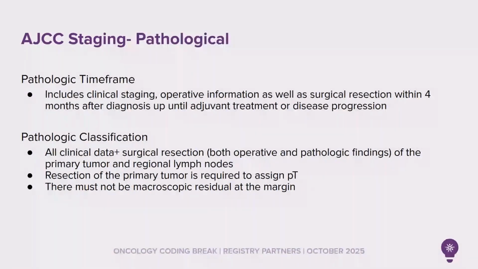The pathologic timeframe per AJCC online general instructions includes clinical staging, operative information, as well as the surgical resection within that 4 months after diagnosis, up until adjuvant treatment or disease progression. For the breast section for pathologic stage in AJCC, this would include all the clinical data, surgical resection, both operative and pathologic findings of the primary tumor and regional lymph nodes. Resection of the primary tumor is required to assign the pT, and there must not be macroscopic residual at the margin. So that would be residual that you can see with the naked eye.